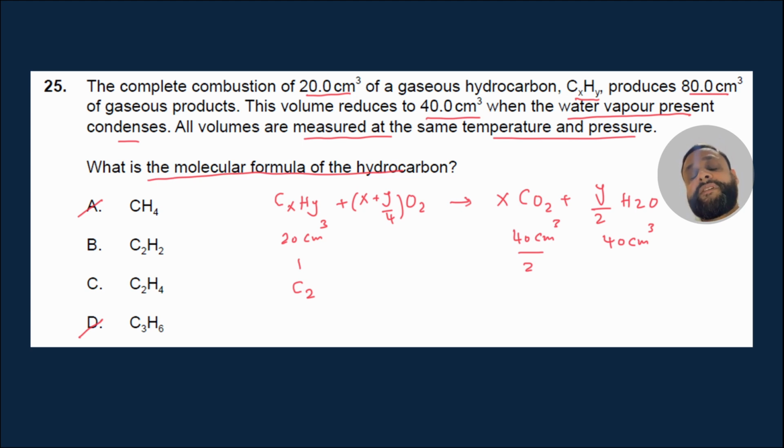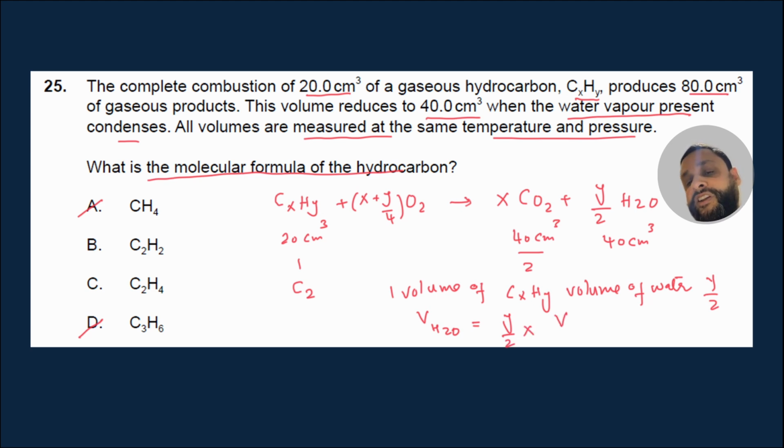So let's work out the number of hydrogen in the hydrocarbon. So for every 1 volume of CxHy, the volume of water produced is y over 2. So we can say the volume of H2O will be equal to y over 2 times the volume of CxHy.